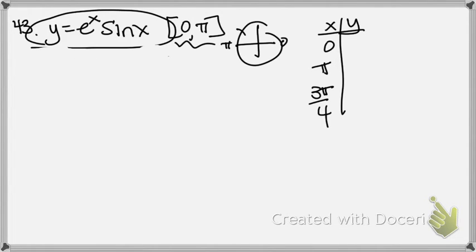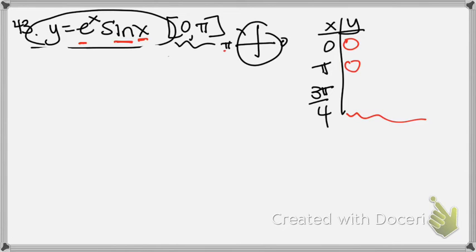So when I plug in 0, sine of 0 is 0, so that's just going to be 0. Same thing when I plug in pi. Sine of pi is also 0, so that's 0. And since e is always positive and sine is positive in this quadrant, whatever I get here, I know this is going to be my maximum. It's just going to be a matter of what the heck does it look like.